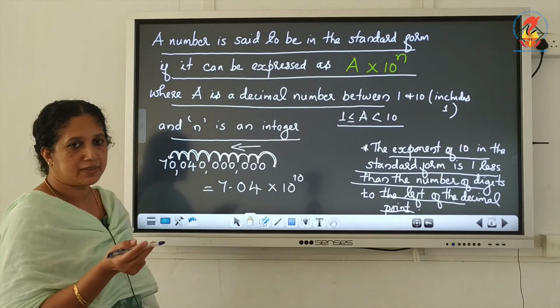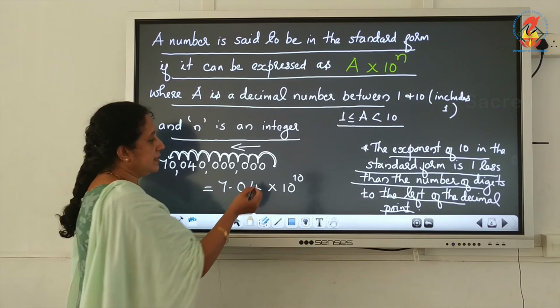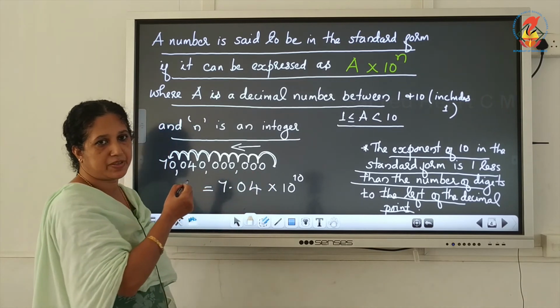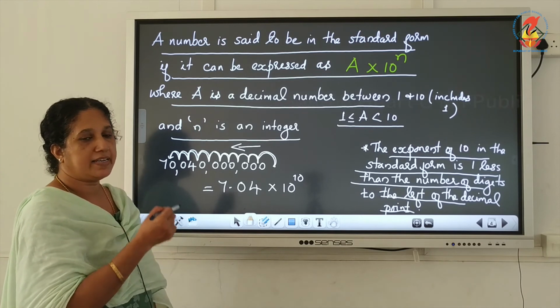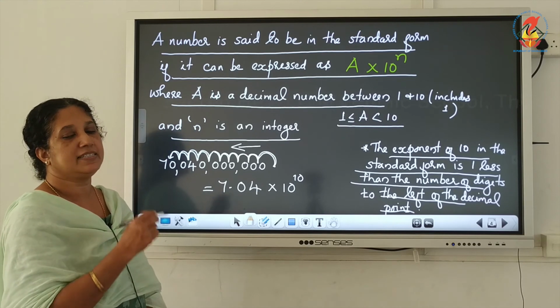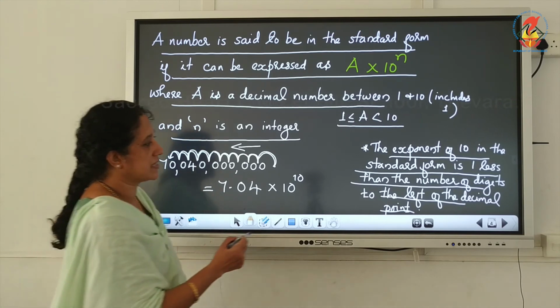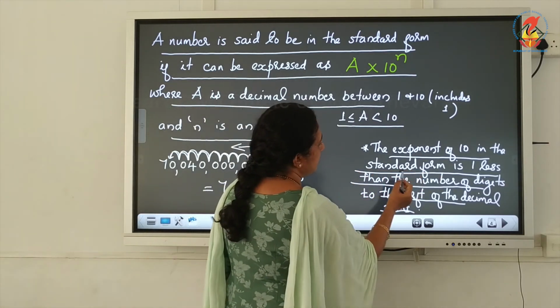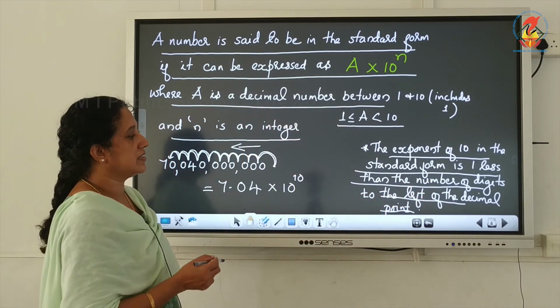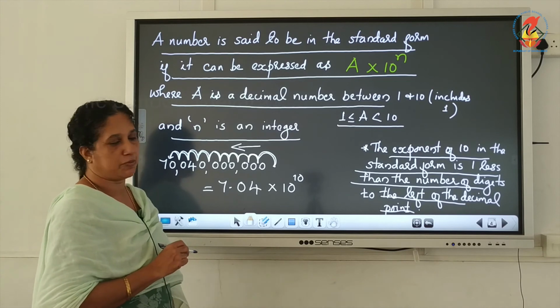So, what is the meaning of that? To the left of the decimal point, you have to count the number of places. And the power of 10 will be 1 less than the number of digits to the left of the decimal point. So, the exponent of 10 in the standard form is 1 less than the number of digits to the left of the decimal point.